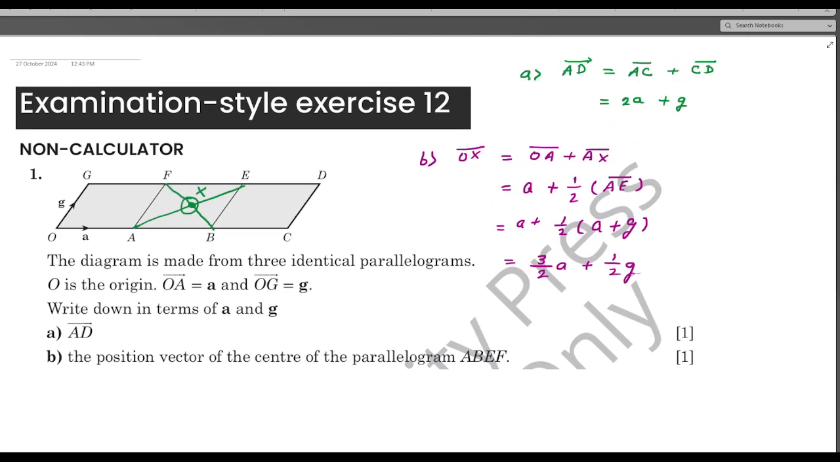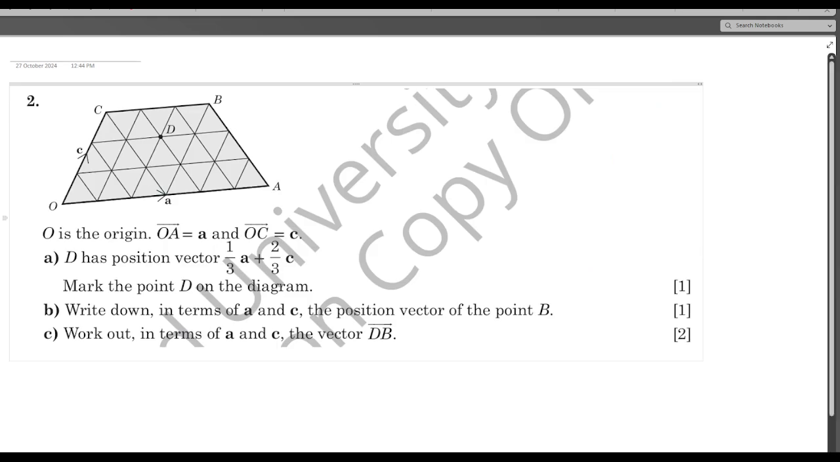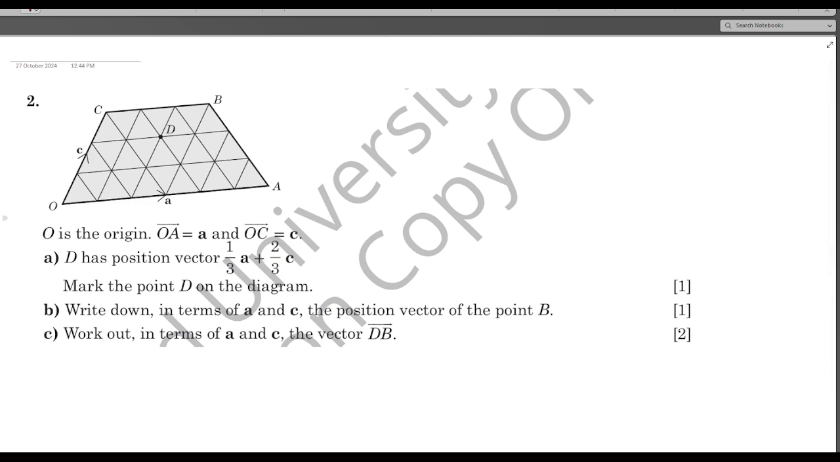Now next question, question number 2. O is the origin, OA bar is equal to A and OC bar is equal to C. D has the position vector 1 by 3A plus 2 by 3C. Mark the point D on the diagram.